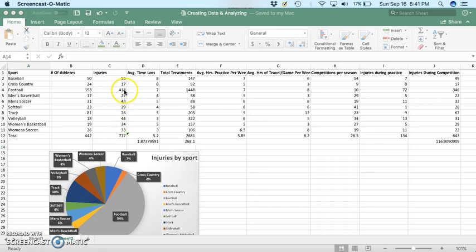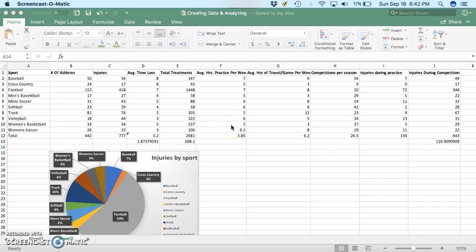So obviously you can see that the most injuries recorded are with football, and the least that are recorded are with cross country. And then in between you'll see a variance from high to low, but obviously football having the most and cross country having the least.